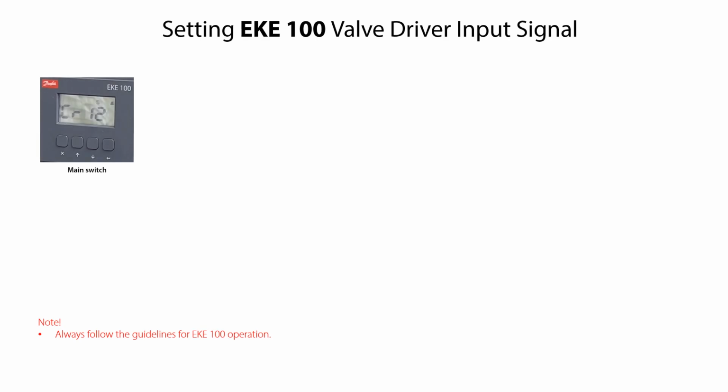We should then configure the EKE 100 valve driver input signal for one ETS12C valve, and in this example we set the signal to be 0 to 5 volts. The setting is done as follows.